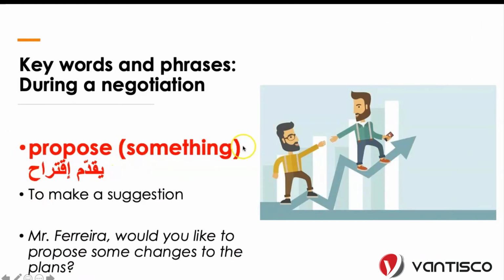propose something. من بعد الفعل propose هنستعمل لازم يكون في object. propose what? something. يقدم اقتراح. to make a suggestion. Mr. Ferreira, would you like to propose some changes to the plans? ممكن تقدم لنا اقتراح لتغيير شيء ما بالخطط.